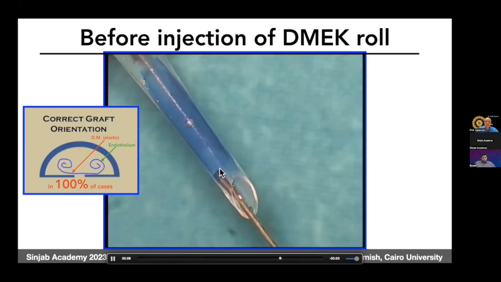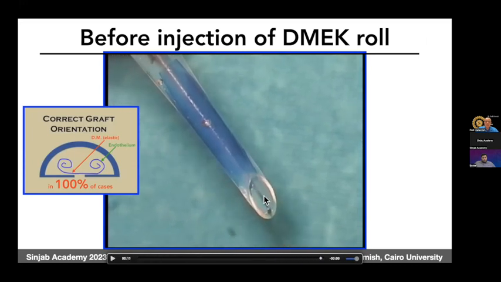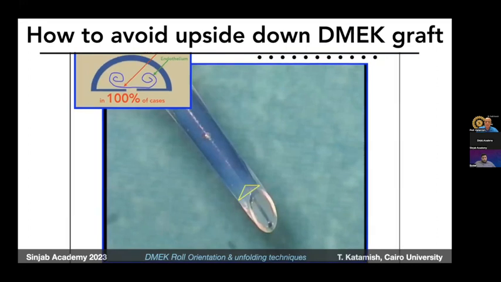You see this triangle, it should face you, not facing to the other side. So if you succeed to inject the DMEK graft and to keep this triangle facing toward you during the operation, this is a good sign that you are doing the job in the proper orientation. So you have to look always to this triangle, and you should be able to keep it looking to you until you inject it in the anterior chamber. This is the first sign of how to avoid upside down graft.